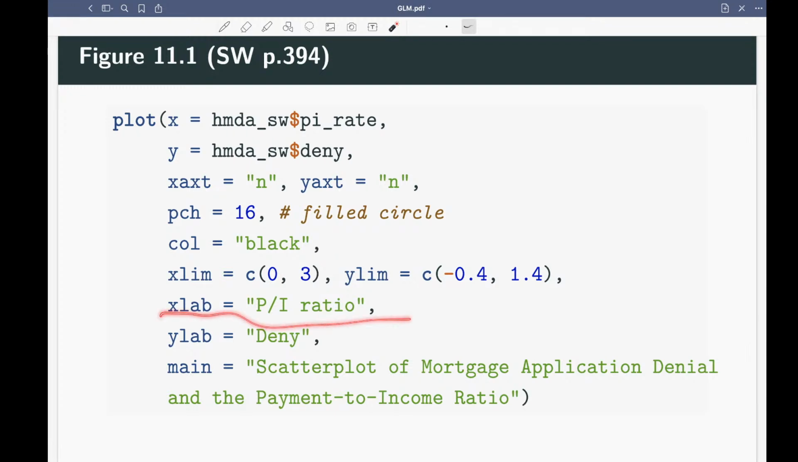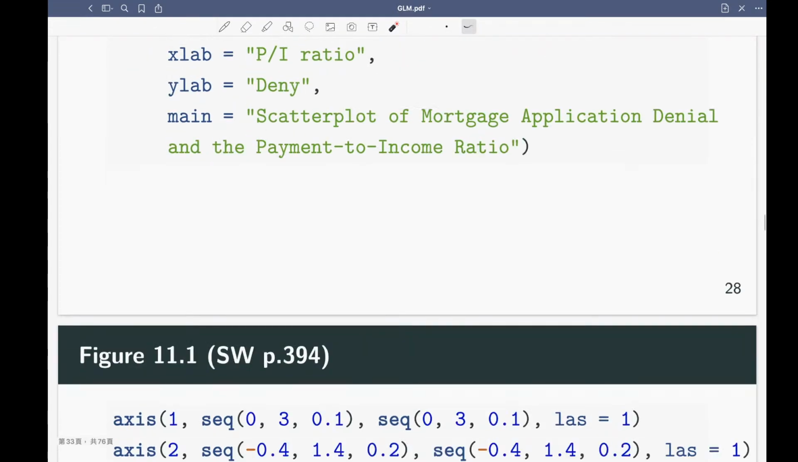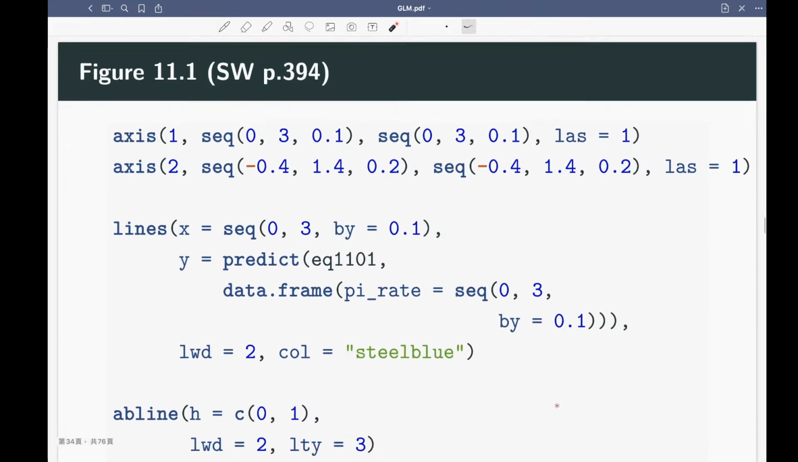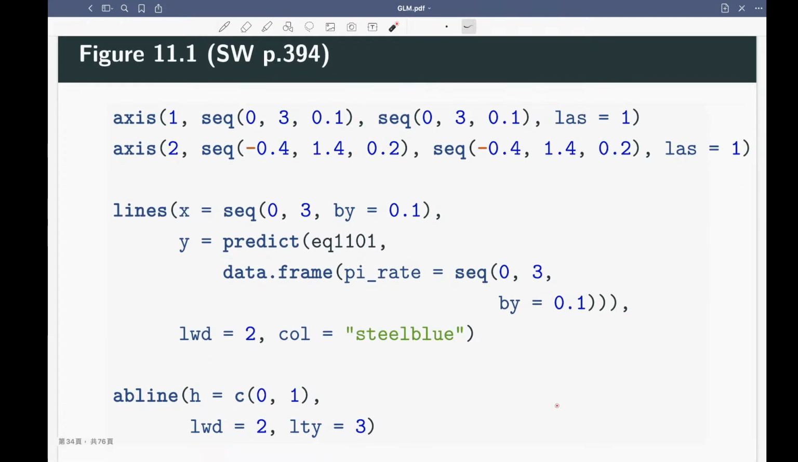And use the label PI ratio deny and a figure title: scatter plot of the mortgage application denial and payment to income ratio. Okay, next we should do the axis setting. One is about the x axis, and two is about the y axis.